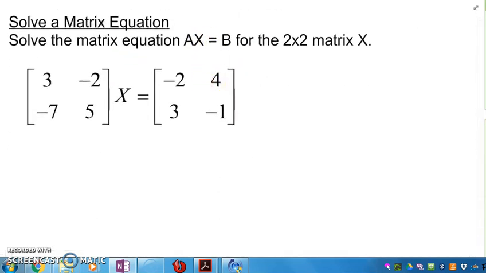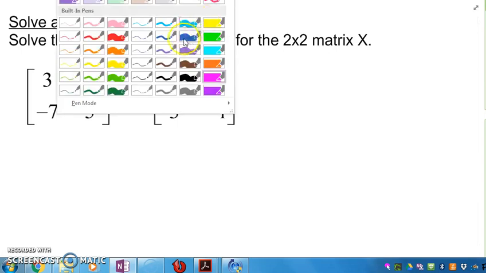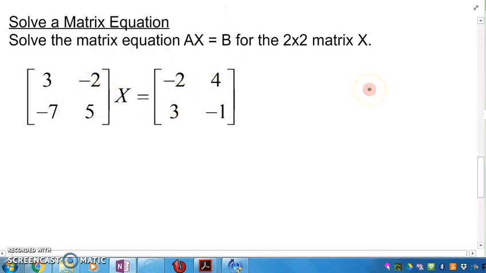So now that you've had a chance to write the steps down, let's look at some problems. The first problem we're going to look at is this problem here, where we have a matrix A times a matrix X that is unknown equals some matrix B. So this is matrix A, this is matrix B, and this is that unknown matrix, X.